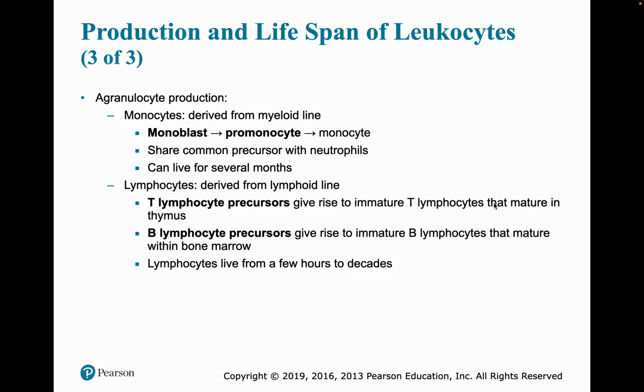The lymphocytes are derived from the lymphoid line, and they would include the T lymphocytes that give rise to immature T cells that mature in the thymus, and B lymphocyte precursors that give rise to immature B lymphocytes that mature in the bone marrow. In both those cases, when we say mature, we really mean learning the difference between your own tissues and invading tissues. Lymphocytes can last quite a while, hours to decades.